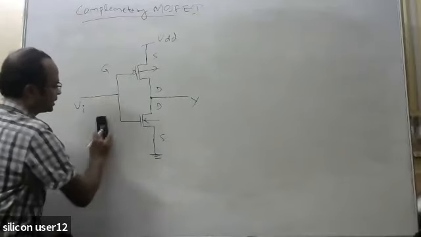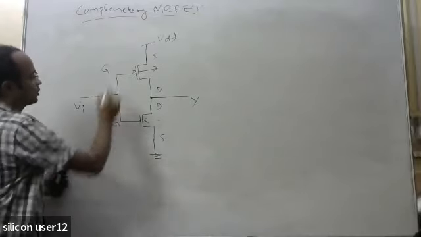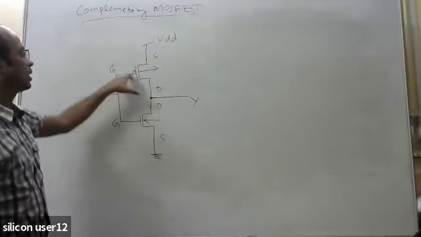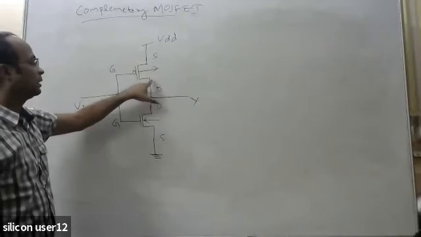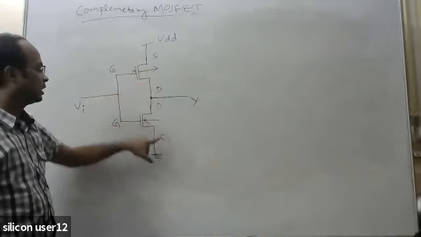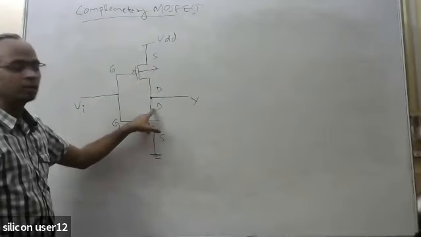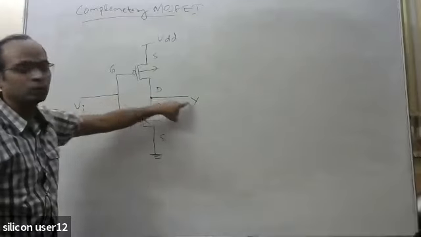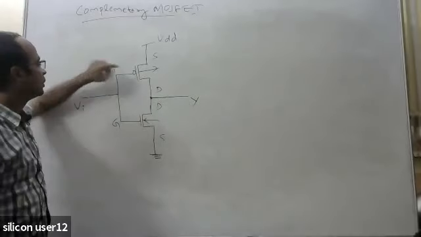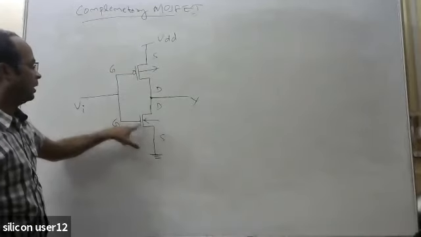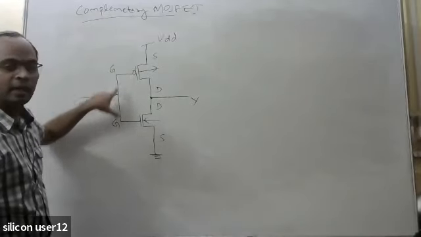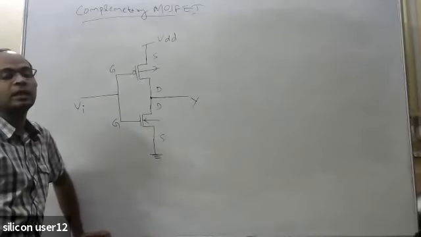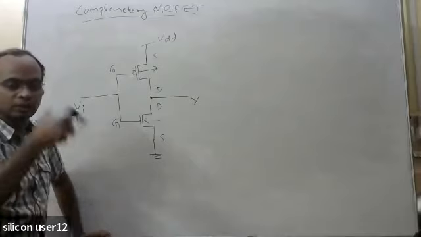Okay, so this is the gate of this NMOS, and this one is the gate of the PMOS. This is called the source, and this side is the drain of the PMOS. Similarly this is the source of the NMOS. The drain of the PMOS is connected to the drain of the NMOS, and the output is taken here. Similarly, the gate of the PMOS and the gate of the NMOS are connected, and the input is given here. If we create a circuit like this, then what will happen, that we will study.